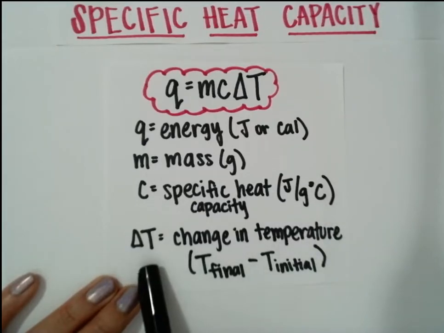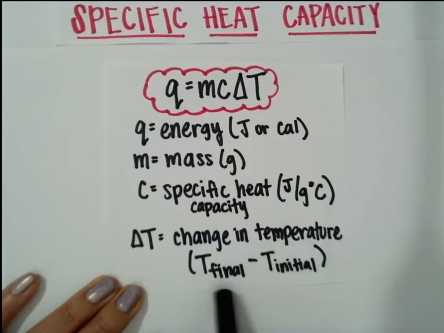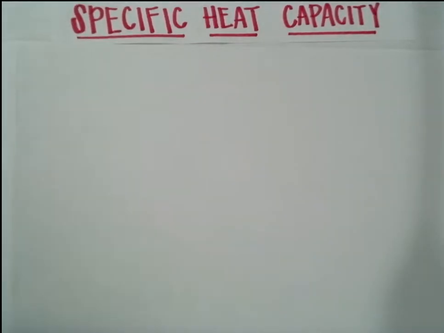And delta T, remember delta is change in temperature. And if we're trying to find the change in temperature, we're going to take the final temperature minus the initial. So let's look at our first example.